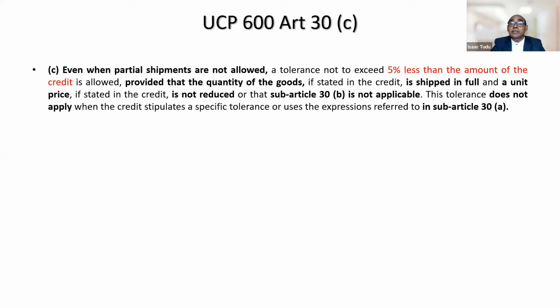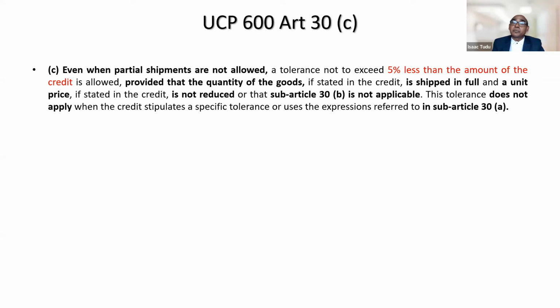30C is related to drawings, tolerance not to exceed 5% less than the LC amount, right? So understand, it is related to drawings versus LC amount, okay? So there could be drawings against this particular article, which is within this tolerance range of 5% less than the LC amount. It does not say 5% more than the LC amount. Please remember, lower side is permitted. 5% tolerance against the LC amount, up to that range, drawings are permitted, even if partial shipment is prohibited, right?